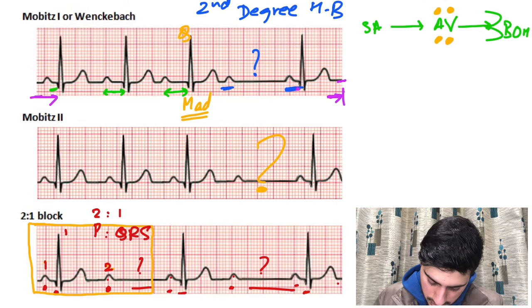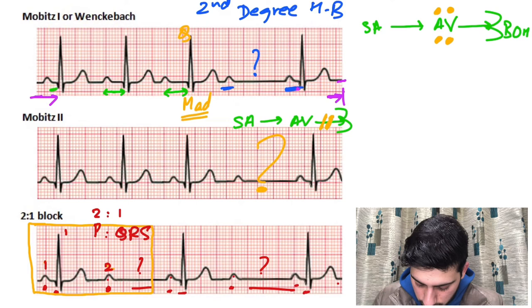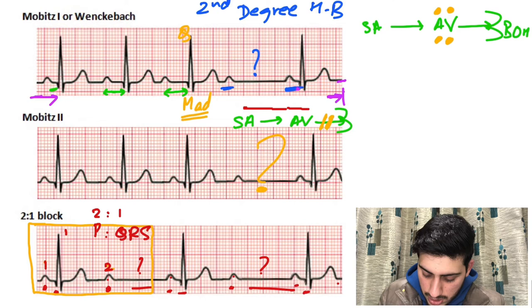Now let's go to Mobitz type 2. So let me make the network. Now where is the issue? In this case, the block is after the AV node. Okay, so after the AV node, so between SA and AV, no issue. Even over the AV, no issue.